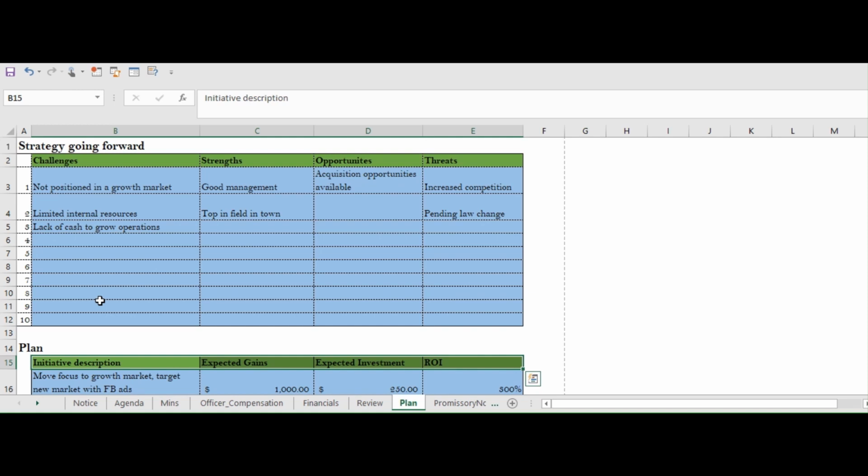Is one of the challenges limited internal resources? That's a big one. Lack of cash to grow operations, that's another big one. Those are the 3 top challenges I see that face business owners to move forward.